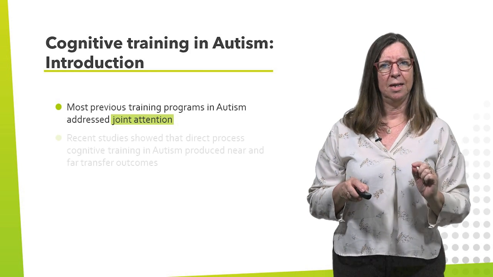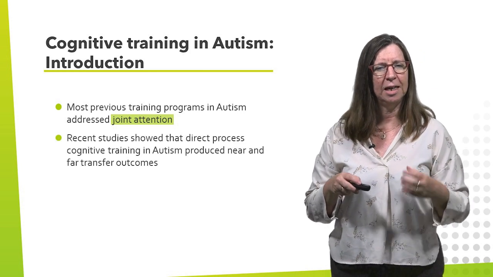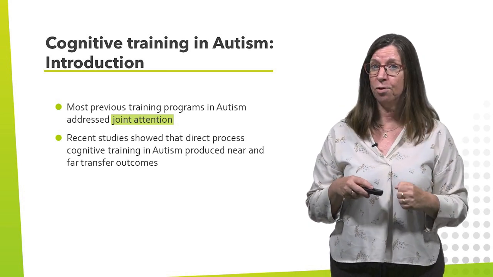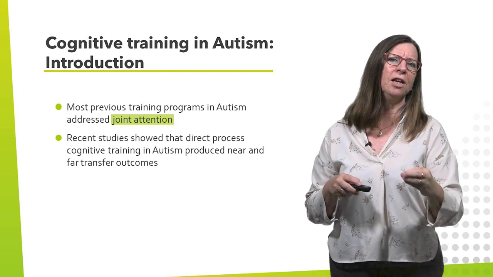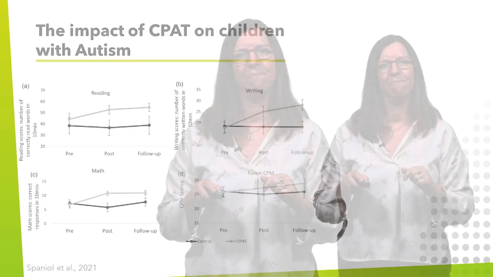Yet quite recently, several studies showed that direct intervention cognitive training in autism, the approach that we've been talking about earlier in this course, produced both near and far transfer outcomes. Two of these recent studies have used the CPAT. Let's look together at the results of a study that investigated the CPAT in individuals with autism. This specific study was conducted in Brazil quite recently.